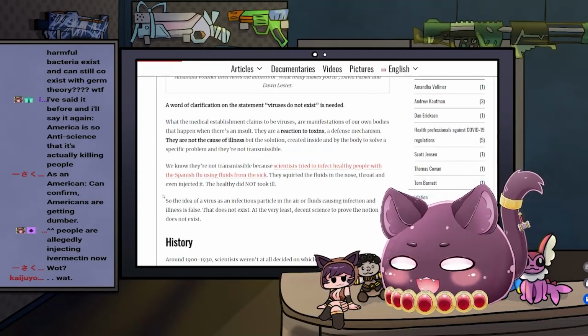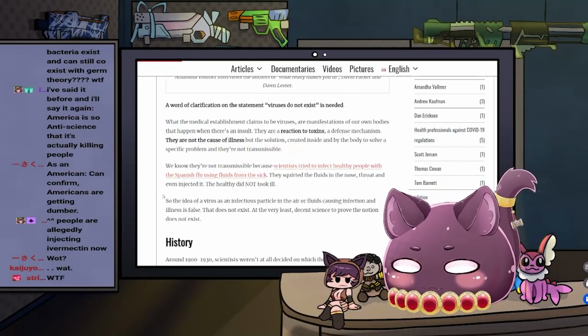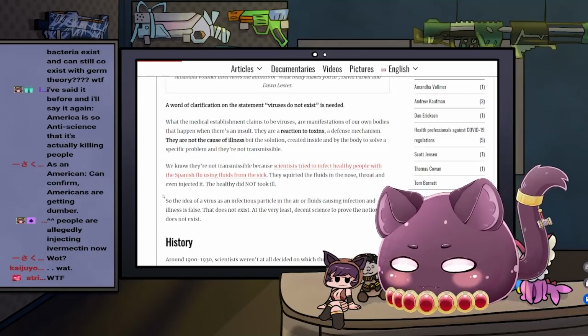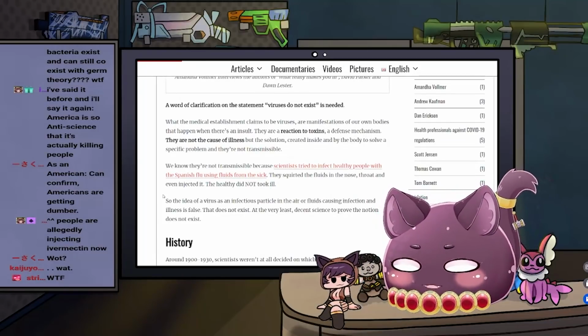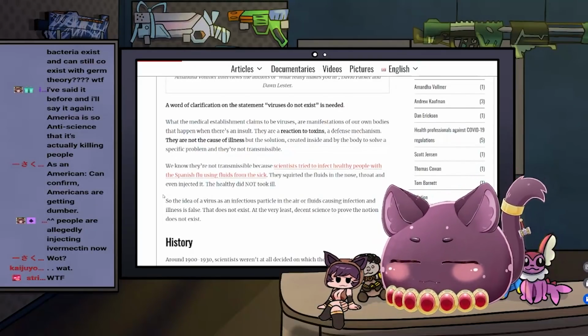They are a reaction to toxins, a defense mechanism. They're not the cause of illness, but the solution, created inside and by the body to solve a specific problem, and they are not transmissible.